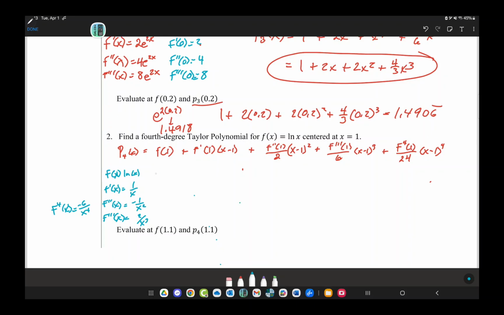So we need f of 1. What is the natural log of 1? 0. f prime of 1, what's 1 over 1? 1. f double prime of 1, negative 1 over 1 squared, negative 1. f triple prime of 1 gives me 2 over 1. And then f to the 4th of 1 is negative 6.